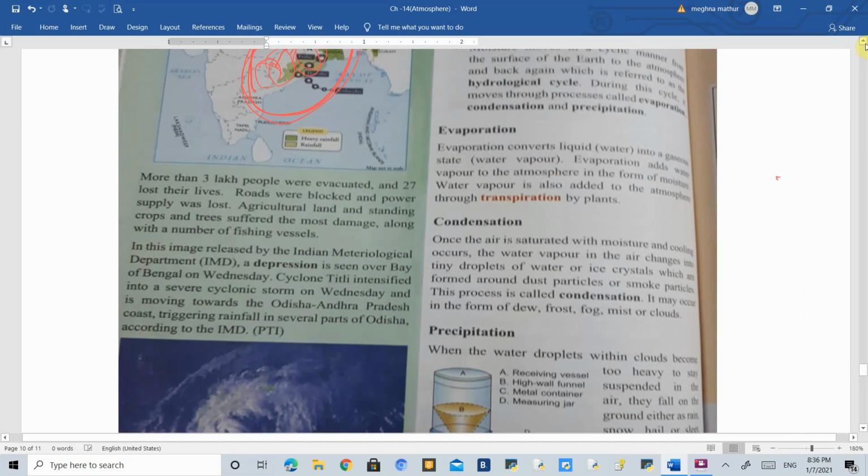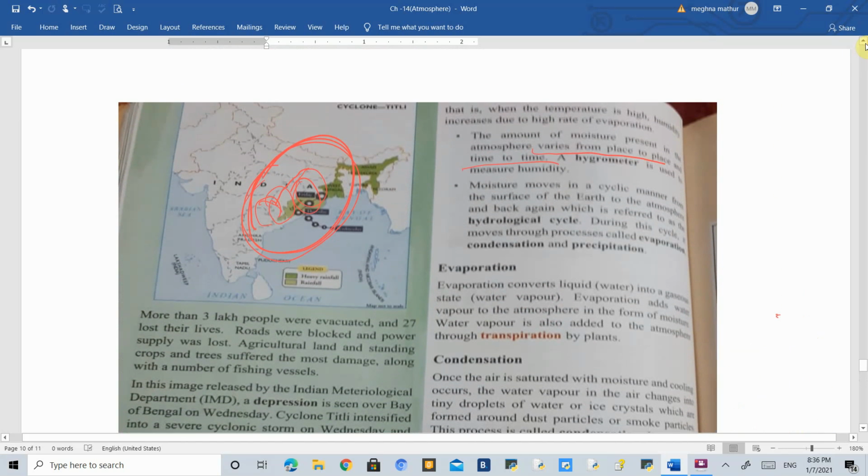Now there are certain points which are given here, that the humidity varies from place to place. Yes, of course, because the places near the equator receive more sun rays, so they will have more moisture in the air. But the regions very far away from the sun rays, like the polar areas, will have less water vapor in the atmosphere, because they simply do not receive the sun's rays. And the instrument which helps in measuring humidity is the hygrometer.